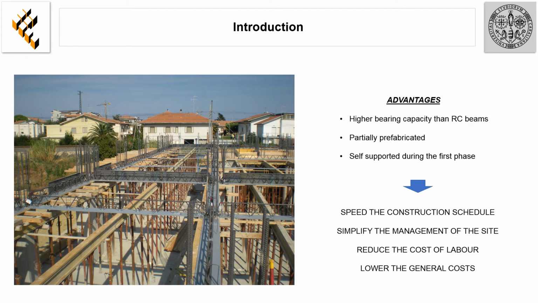Among the main advantages, the bearing capacity is higher than traditional reinforced concrete beams with the same cross-section. Moreover, the beam is partially prefabricated, and since the beam is self-supported during the first phase, no provisional supports are needed during the cast of the concrete. This allows to speed up the construction schedule, to simplify the management of the site, to reduce the cost of labor, and consequently to lower the general costs.